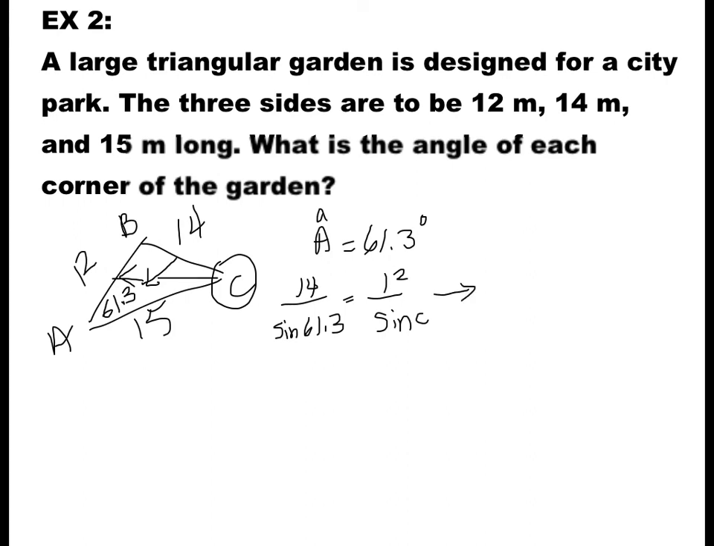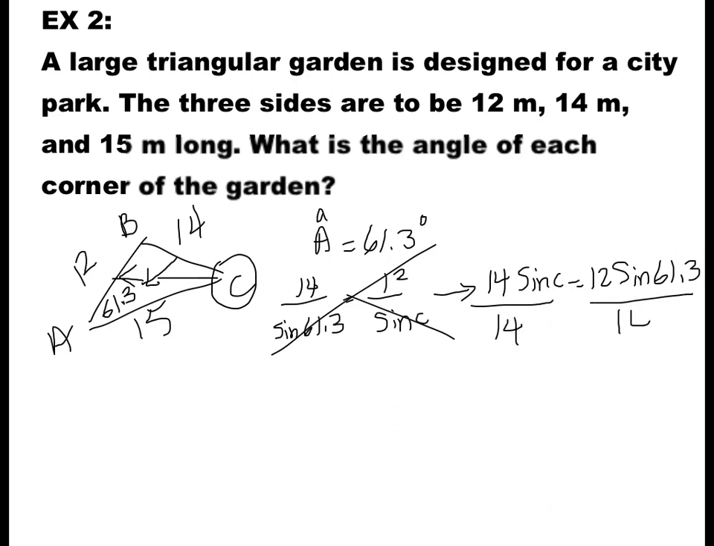Again, I'm going to crisscross, cross multiply, and I'm going to get 14 sine C is 12 sine 61.3. I divide by 14 to isolate sine C. Now I'm going to go ahead and use the inverse sine, and I'm going to find that angle C is how much? 48.7. Okay. So we found that angle C is 48.7.